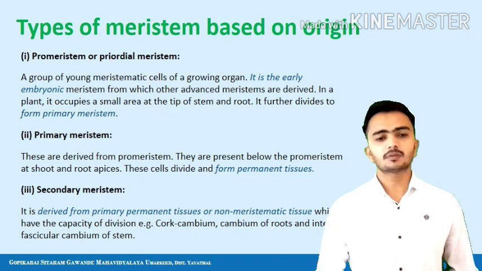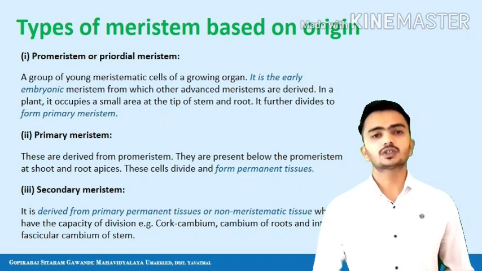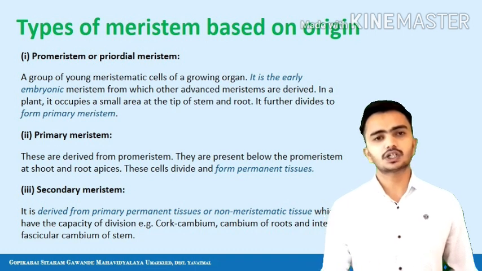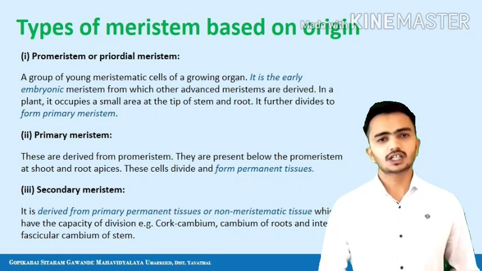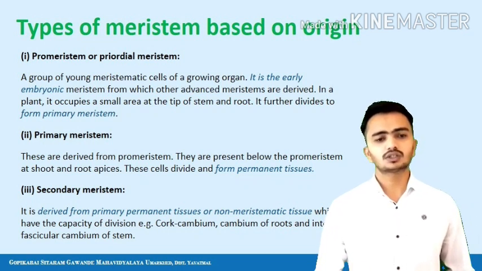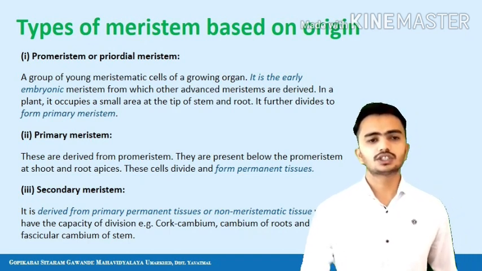For example, in plants there is the cork cambium of root, and interfascicular cambium of stem. These are permanent tissue, but at maturity the secondary growth takes place, and during this secondary growth the cork cambium of root and interfascicular cambium divide and increase the girth of a stem. So these are again the types of meristem based on the origin.